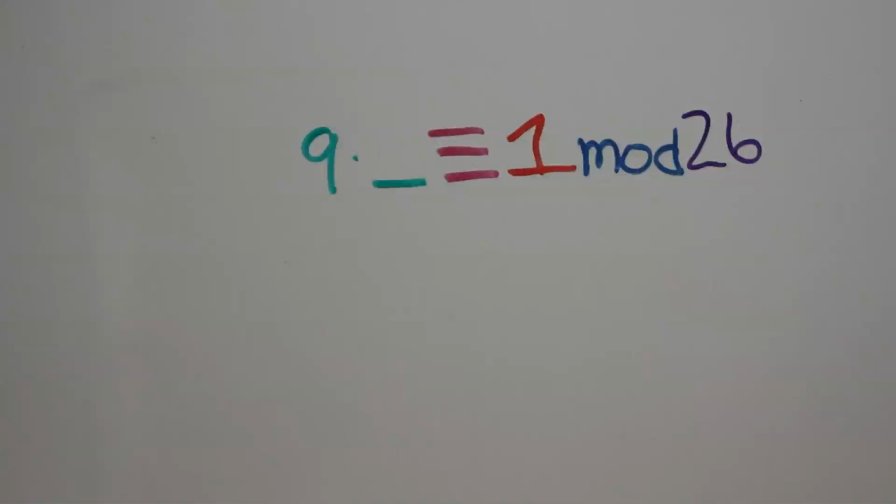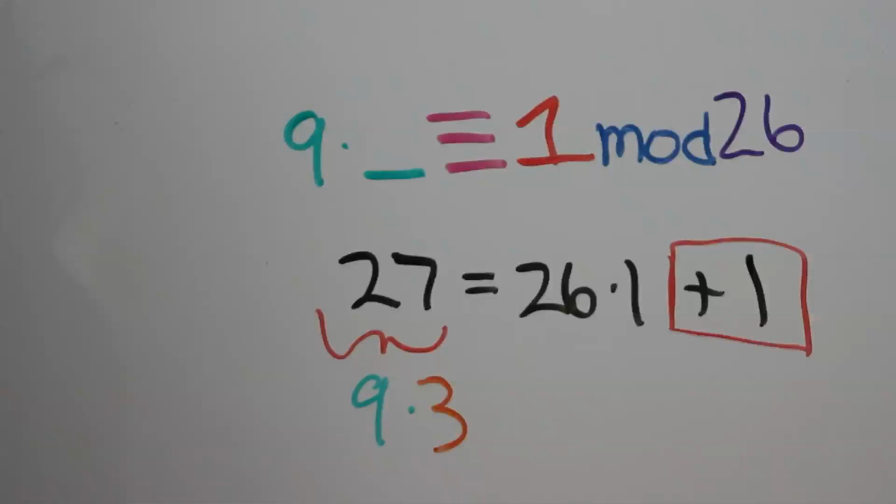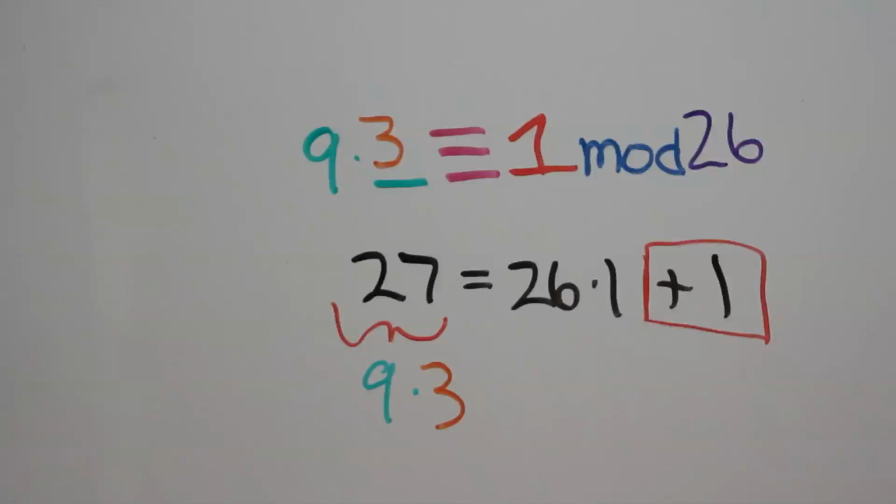So let's look at some examples of inverses in modulo. Looking at 9 times what is equivalent to 1 mod 26. You're looking at a multiple of 26 plus 1 being equal to a multiple of the number you have on the left side. So you see that 9 times 3 is equal to 27, which is equivalent to 26 times 1 plus 1. And therefore 9's inverse in mod 26 is going to be 3.